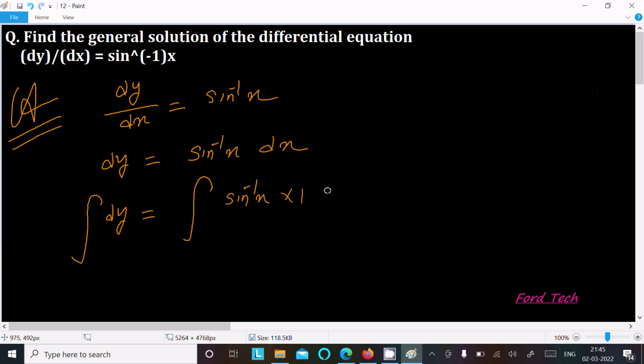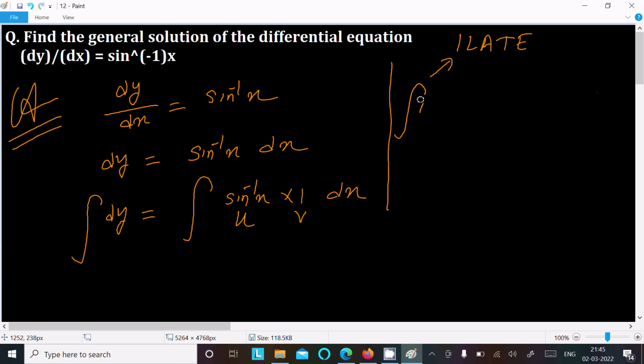And here we can write 1 dx. So we know the Euler rule. Here, since this is an inverse function, we take it first. I'm going to assume this is u and this 1 is v next. So we can use the integration by parts rule for uv dx.